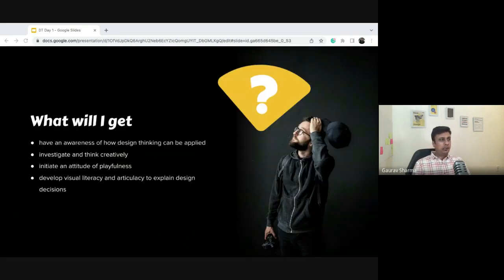What will you get in these 5 days? You'll have an awareness of design thinking and how it can be applied in a wide range of contexts, from personal as well as global. Now, I stress upon personal because it really helps us think about problems, think about how we uncover the real problems and come out of a situation, but also try and apply it in every other thing that we do, right?